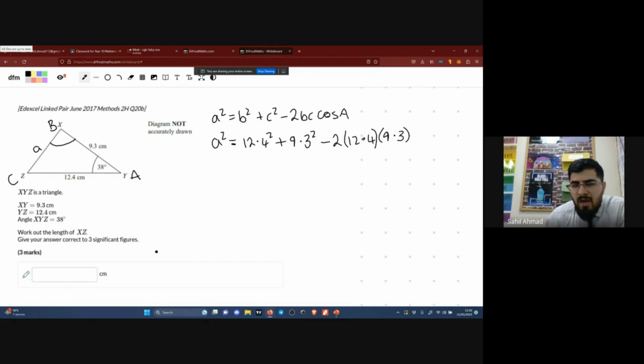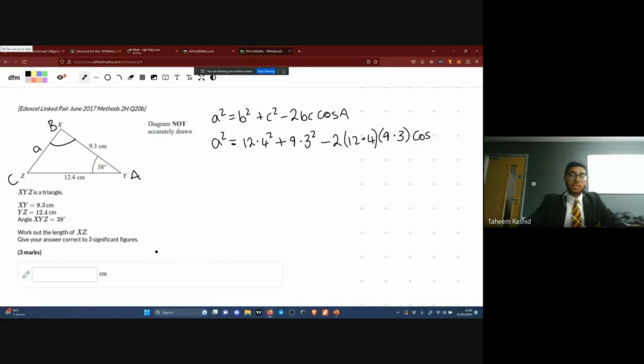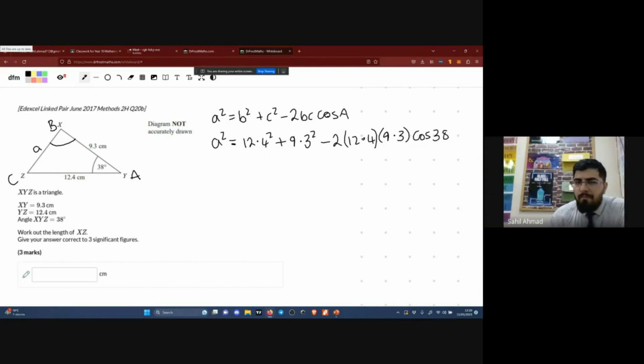And then times cos A, which is cos 38. That's 38. Well done. Now, Yasmin, can you please calculate all that for me and tell me what A squared should equal?